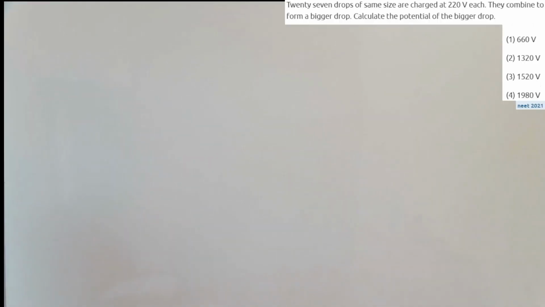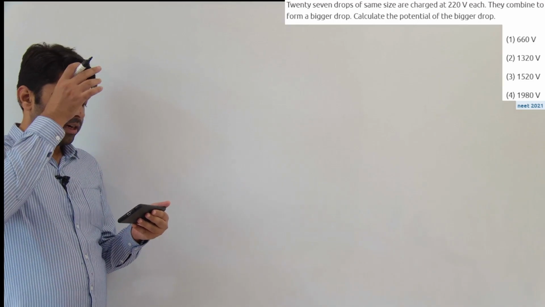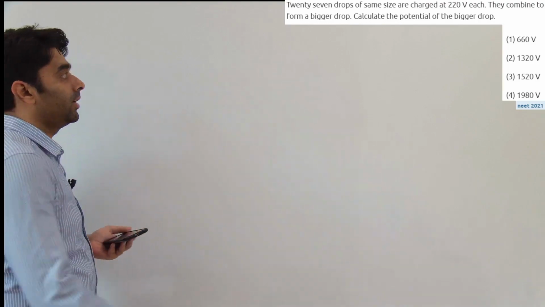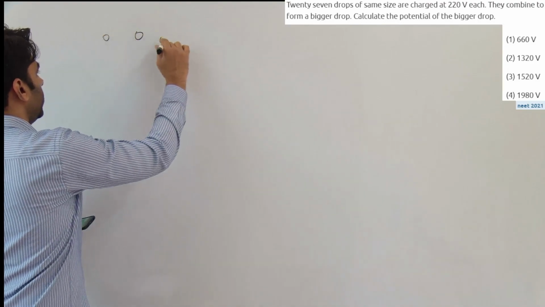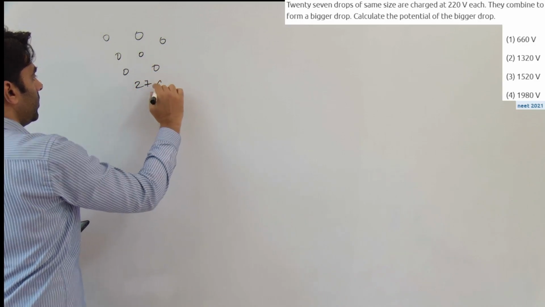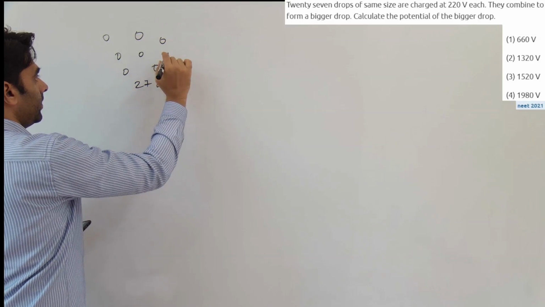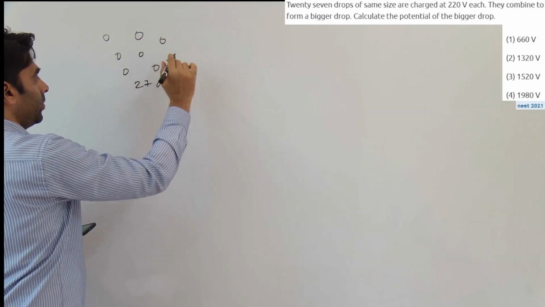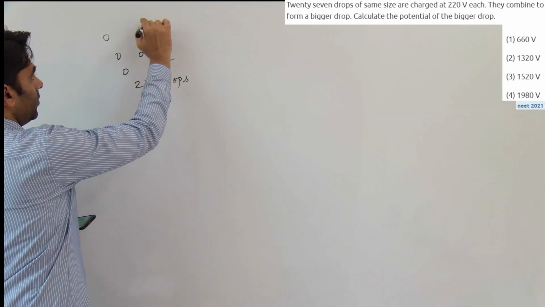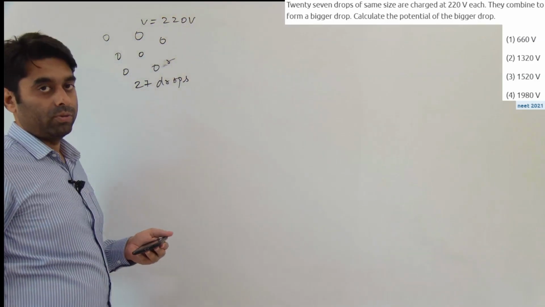So our question is, 27 drops of the same size are charged at 220 volt each. Like this, we have 27 drops of the same size. Let's take their radius as small r, and each one has a potential of 220 volt. The V value is given to us as 220 volt.